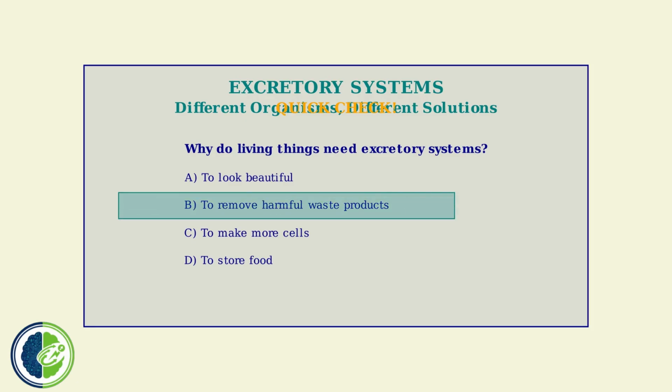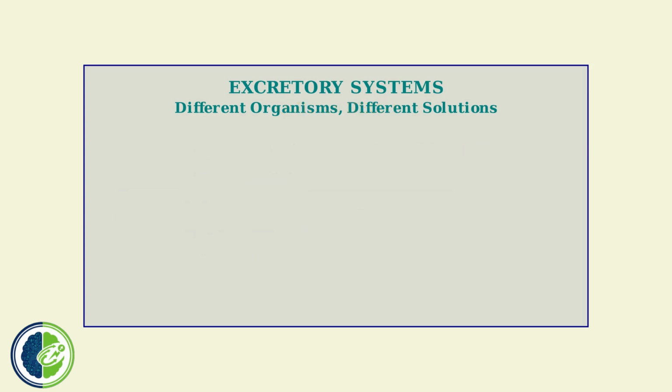The correct answer is B, to remove harmful waste products. This is the primary function of all excretory systems across different organisms. Well done if you got it right.